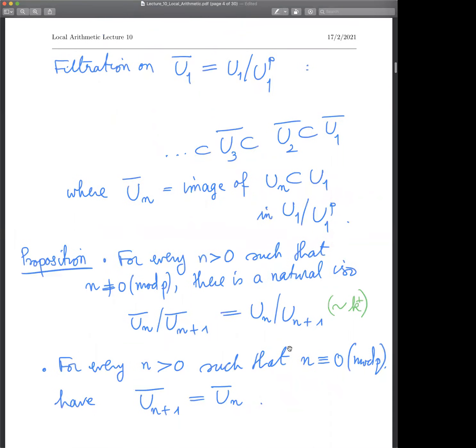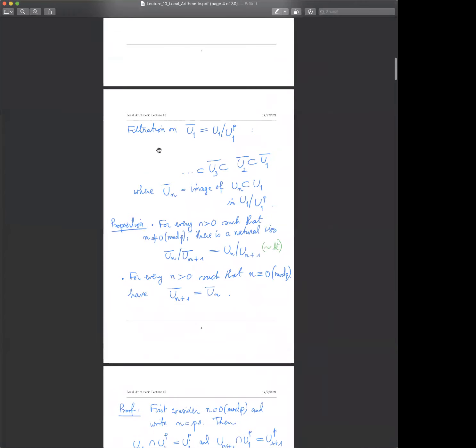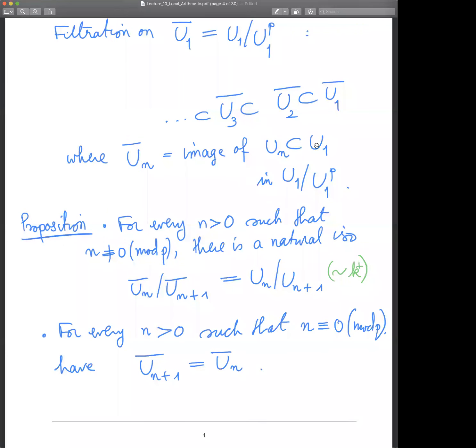Okay, so here is the filtration on U1 bar. I'm using this abbreviation for U1 modulo pth powers. I'll just call it U1 bar. And inside this, I'll have the image of U2, and I'm going to call it U2 bar. I'll have the image of U3, and I'm going to call it U3 bar. So in general, Un bar is the image of the subgroup Un of U1, in the quotient U1 modulo U1 to the power p. So this is the notation.